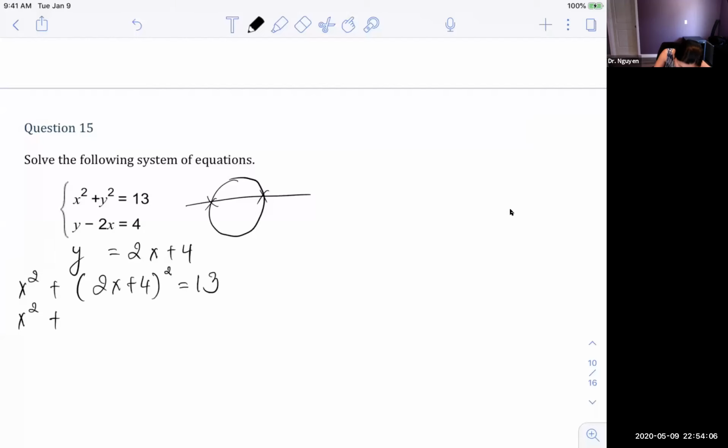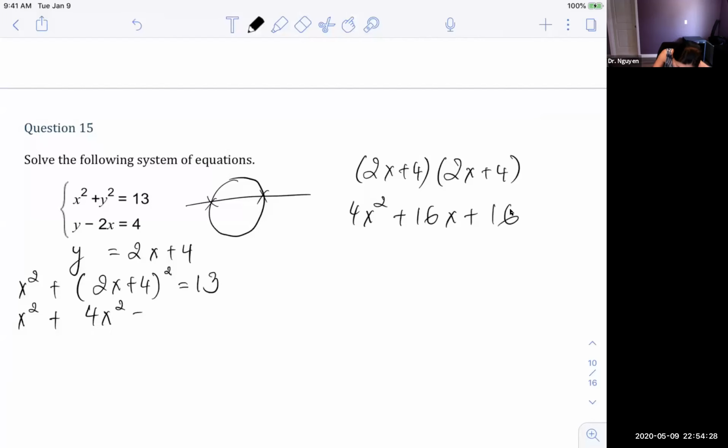I can always do it on this side for you. So we want to FOIL, right? So we have 4x squared plus 16x plus 16. I'm going to subtract 13 right away to get 0. So we ended up with 5x squared plus 16x plus 3.